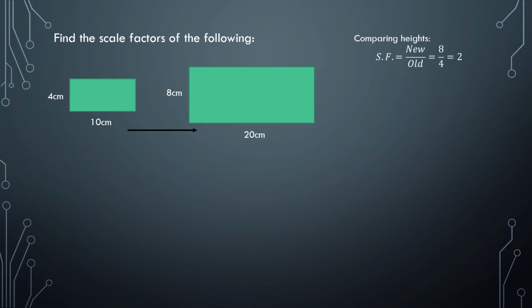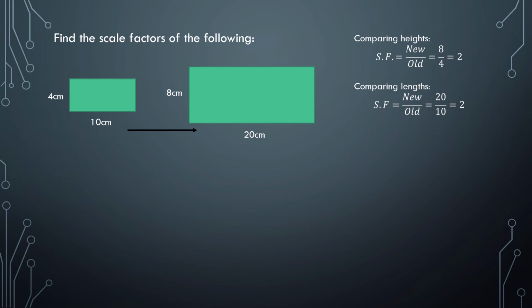It doesn't just have to be the height. It can be any of the lengths, as long as it's a length that you know about in both of the shapes. So we can compare our lengths here. Again, the scale factor would be my new over my old. The new length on my rectangle is 20 centimeters, whereas my old one was 10. So my scale factor here would be 20 divided by 10, which again is just 2.